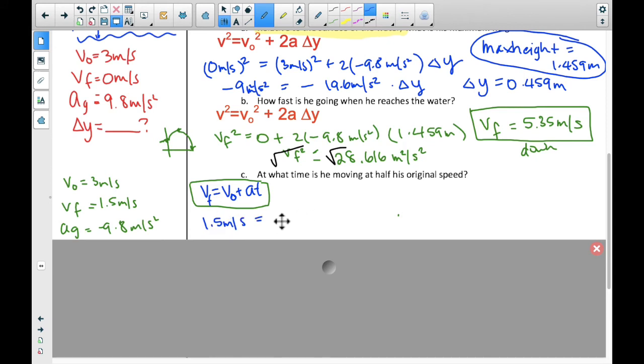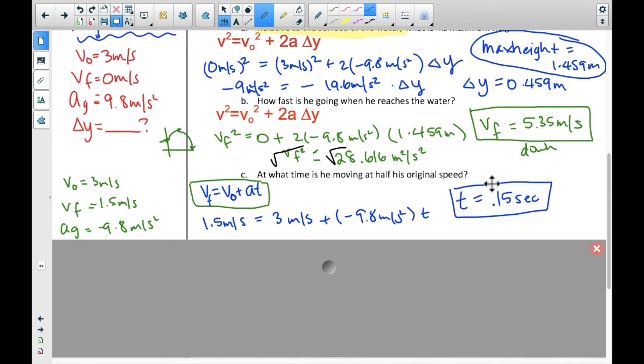The initial velocity was 3, and acceleration, of course, is negative 9.8 meters per second squared, and time is what we are solving for. So again, I'm going to take a second to solve this for time and see what I get. And I'm getting 0.15 seconds. At 0.15 seconds, he will be moving at half of his original speed.